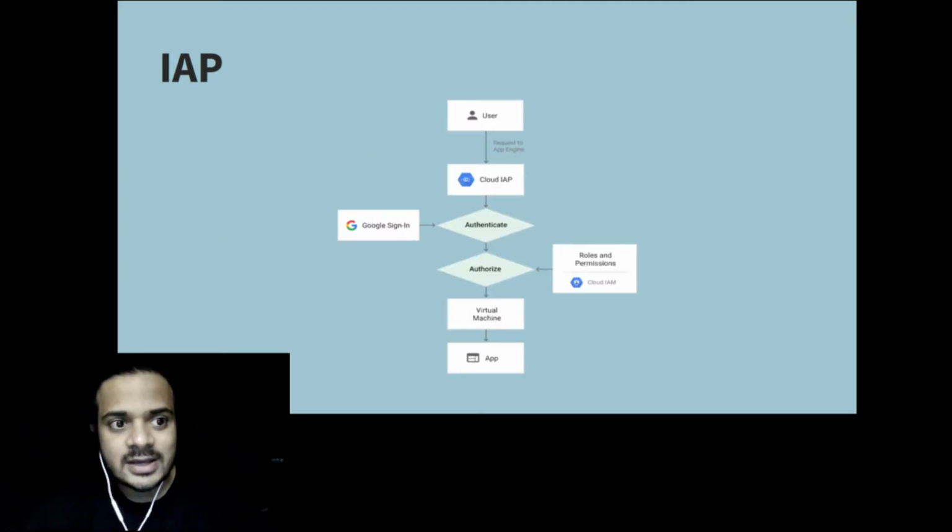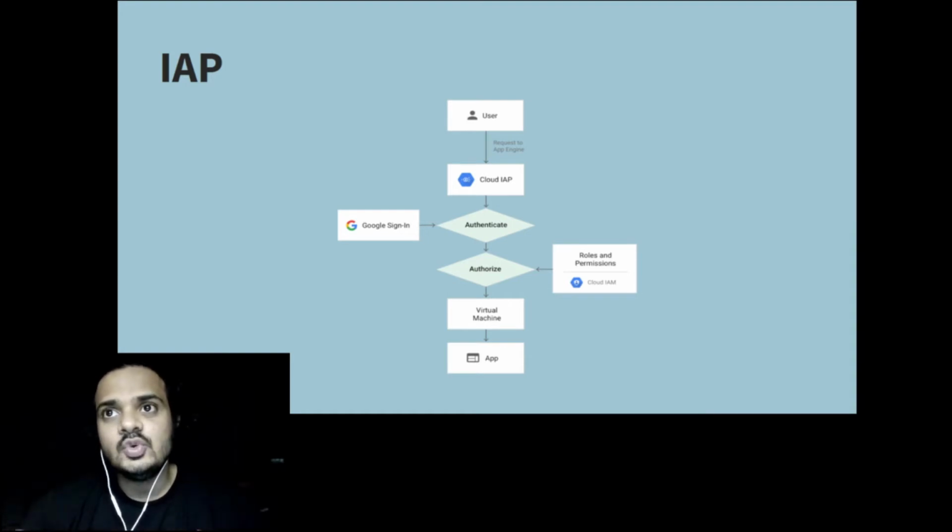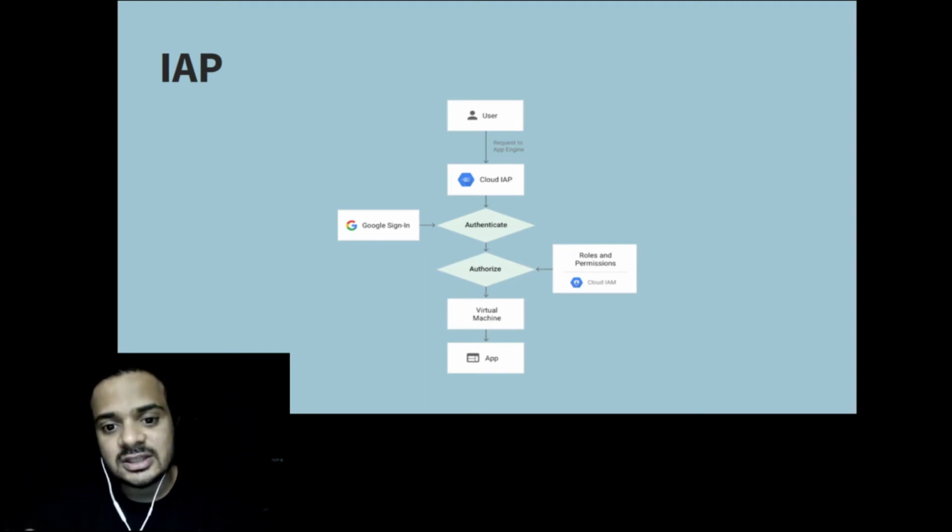So let's see how exactly the IAP works. Whenever a user sets up the IAP over App Engine, IAP will actually sit between the user and the App Engine. So whenever a user request comes to the App Engine, it will first go through the IAP, and based on the authentication and authorization criteria which have been set in the IAP, it will grant or reject the access depending on the user and its rules. So that's how IAP works.